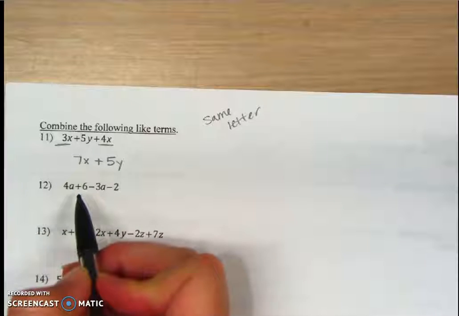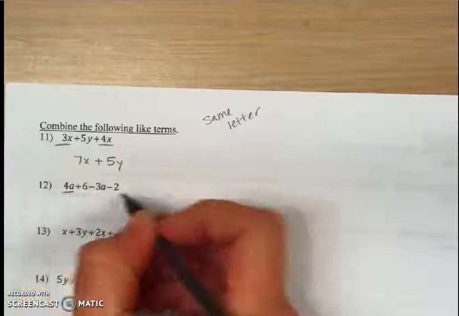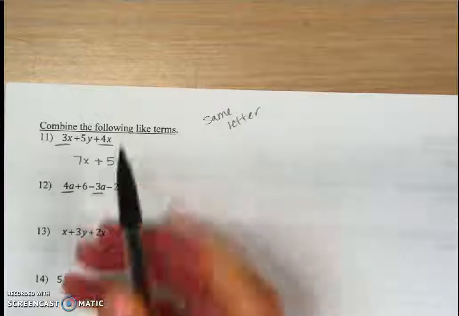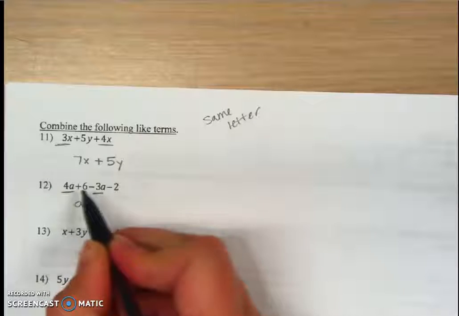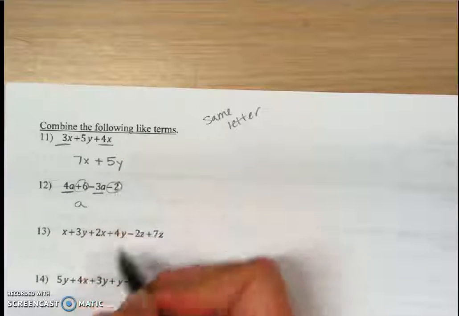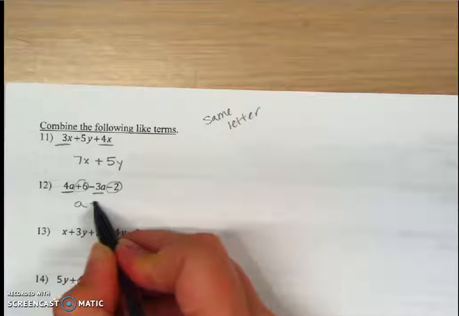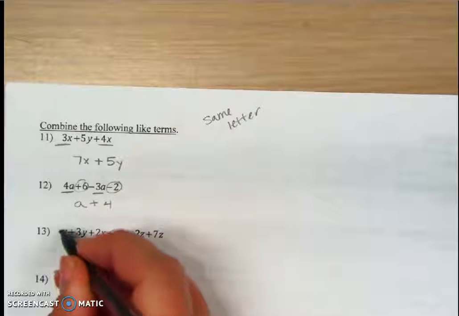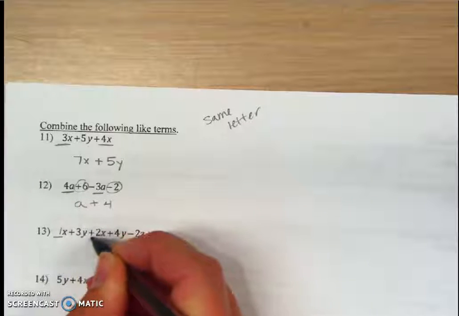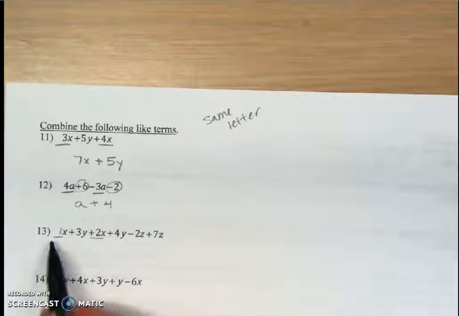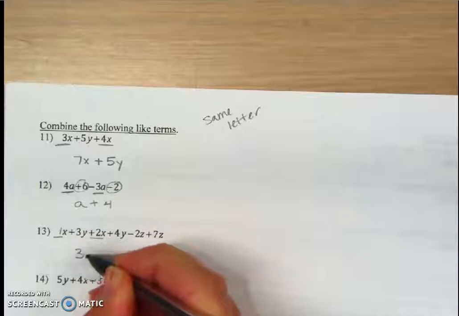How about here? 4a, I see an a here. I see some more a's there. So let's combine those. 4a minus 3a is 1a. I also see some constants, 6 and a minus 2. Well, 6 minus 2 is positive 4. So that's what it would look like, completely simplified. Number 13, I see x. Let's look for those. So here's 1x. There's 2 more x's. No more x's. Okay, that's it. So 1x plus 2x, there's 3x.